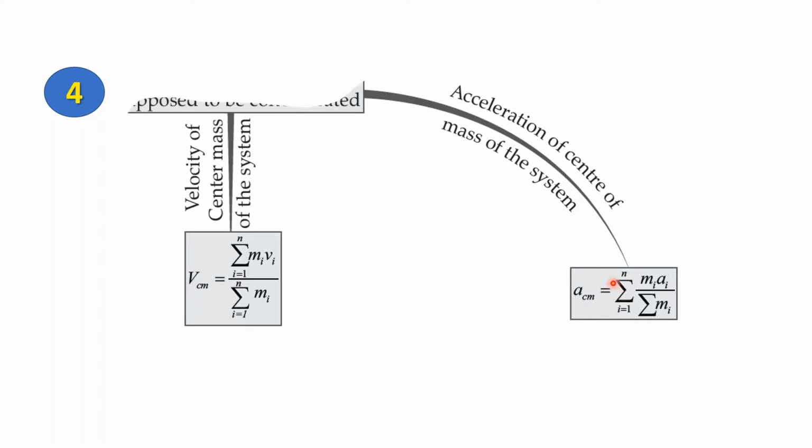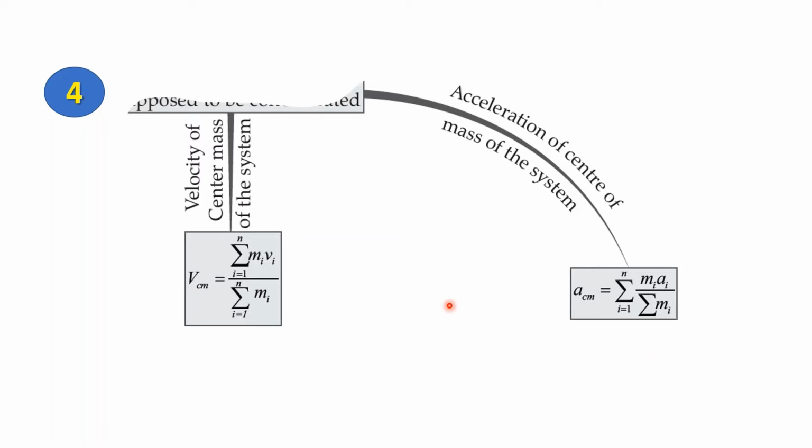Similarly, for acceleration, we will remove velocity and put acceleration in its place. So if we multiply the mass of the body by its acceleration and then divide it by the total mass, you will get acceleration of center of mass of the system. So if you have two bodies, it will be m1 a1, so mass of the first body times the acceleration of the first body, plus mass of the second body times the acceleration of the second body, divided by the sum of the two masses. So that gives you acceleration of center of mass of the system.